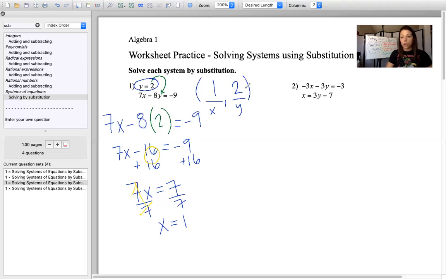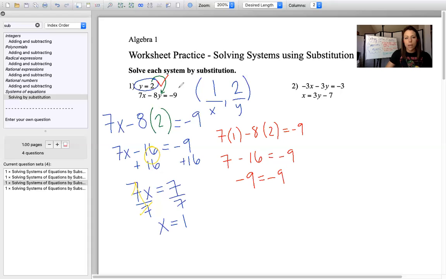So I think my solution is (1, 2). But remember, it's always a good idea to check. In the first equation, there's really nothing to check because I already know y is 2. But in the second equation, I'm going to plug in 1 for x and 2 for y. That gives me 7 minus 16 equals negative 9, and 7 minus 16 is negative 9. So my solution is also correct in the second equation, and I feel confident that I got that one correct.